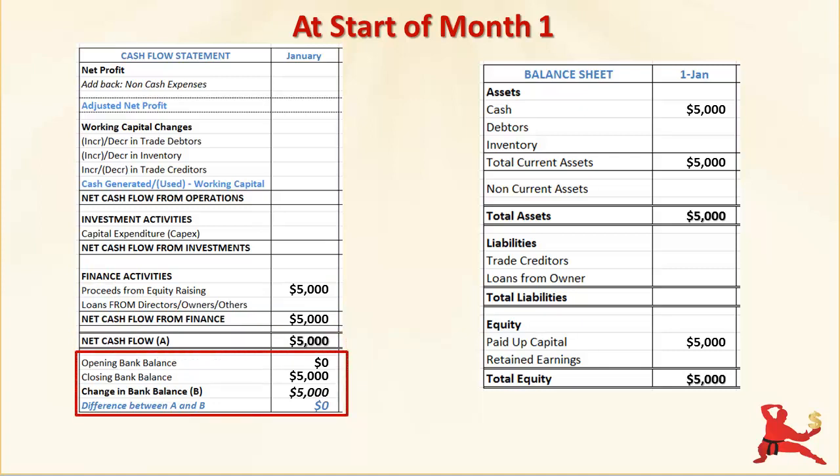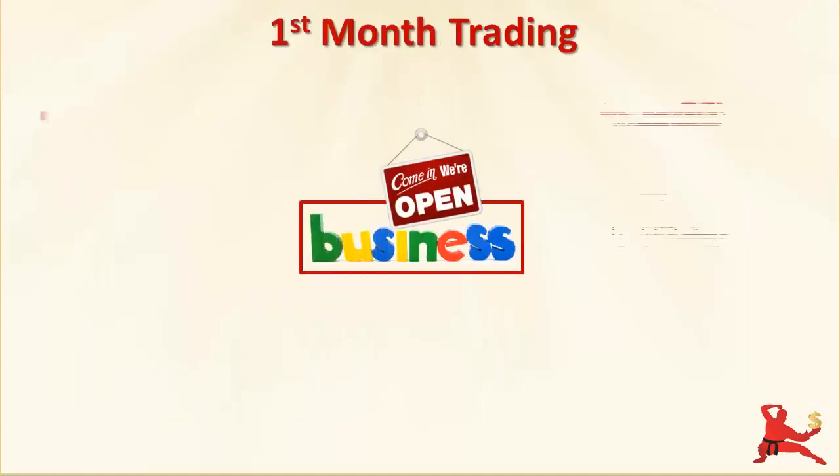At the start of the day, your opening bank balance was $0, and at the end of the day, it's $5,000. So that change in bank balance is exactly equal to the net cash flow for the day, which is how it should be. So you start trading.